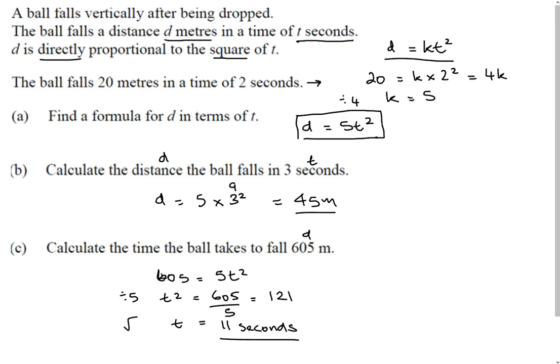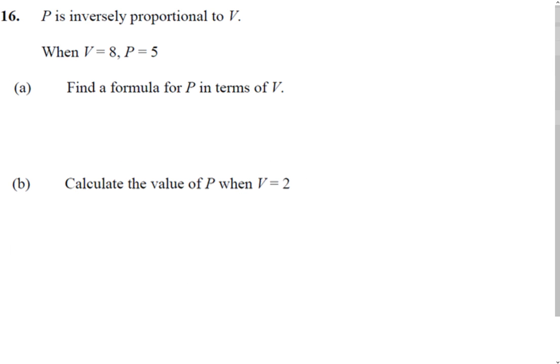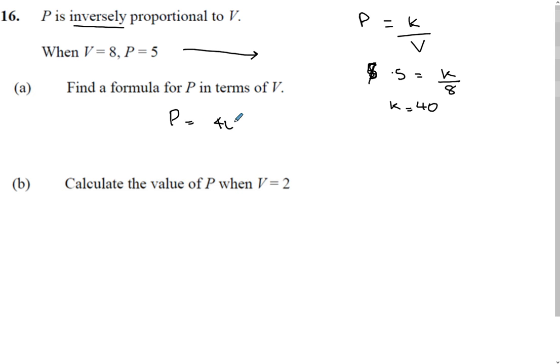Okay, let's try an inversely proportional. So P is inversely proportional to V. So we've got P equals K over V. Okay, and then it says when V is 8, P is 5. So 5 equals K over 8. So K, you can tell, will be 5 times 8, which is 40. So we're rewriting it, so we've got P equals 40 over V. Right? Good.